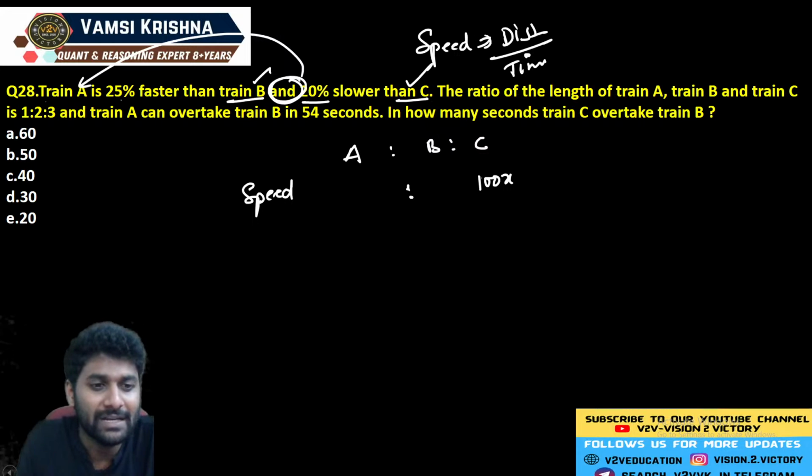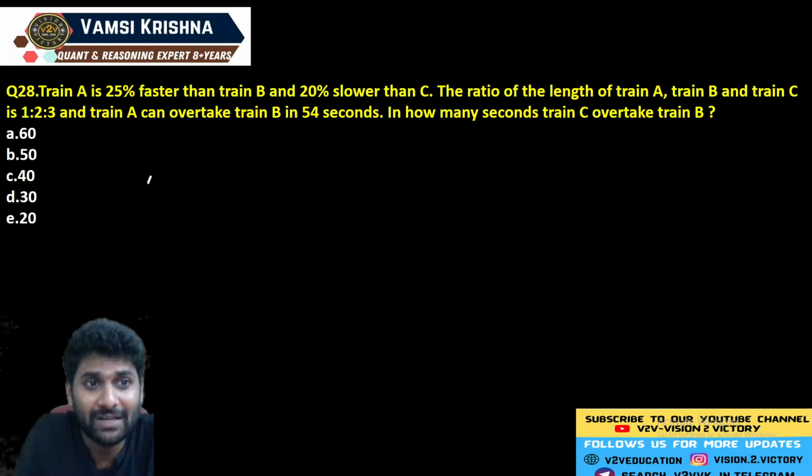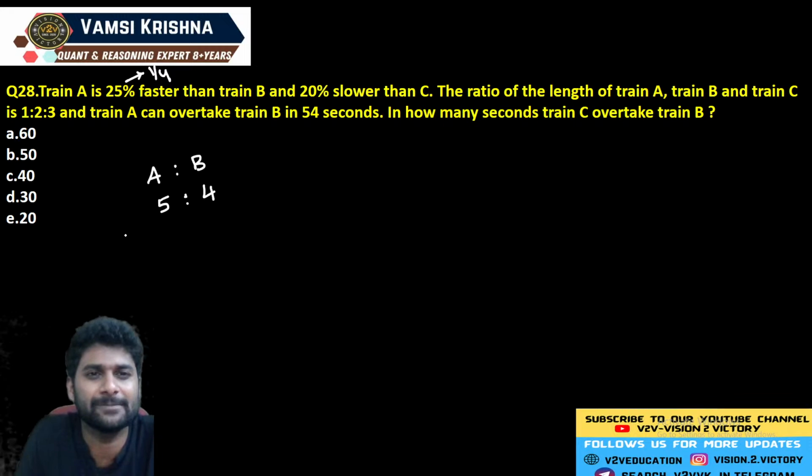Okay, let me tell you the ratio method also. For example, let me take A and B. Let me take a ratio method; we can cover that concept also. 25% means 1 by 4. So 25% faster means if B runs at 4 units, definitely A runs at 5 units.